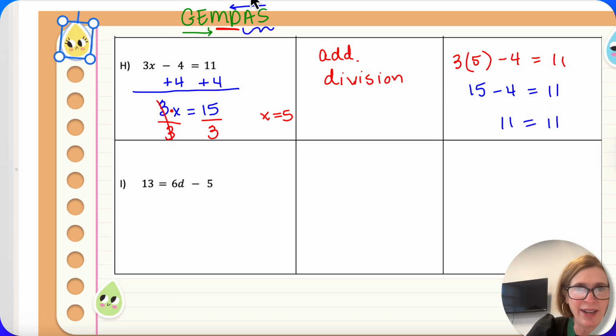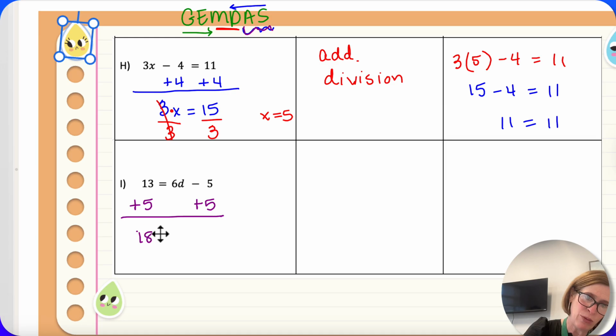All right, last one. I know this is kind of long. All right, so again, I've got to use backwards GEMDAS when I'm solving an equation. So that means I have to do the addition and subtraction first to get it to the other side. So I'm going to add 5. That gives me 18 equals 6d.